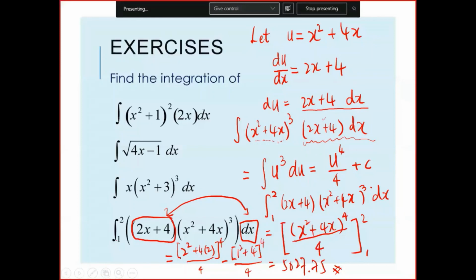So, to solve this type of questions, we let the complicated function be the u, or differentiate. After that, we will replace the function and the dx with du, then you integrate. So this is all about the integration by substitution.